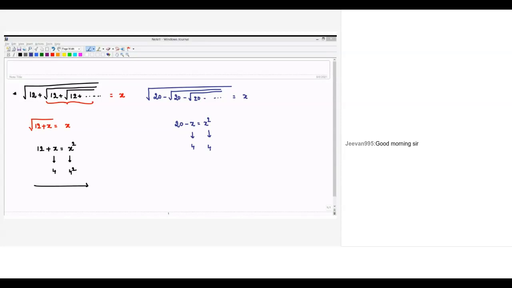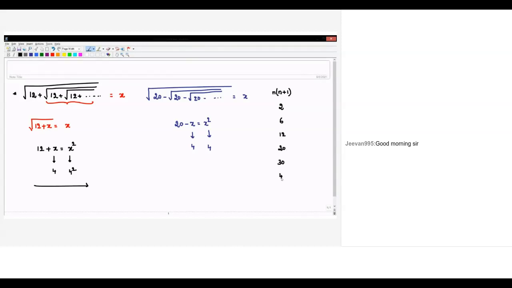For every number, you won't get it. You'll only get it for a few numbers. And what are those numbers? Those numbers will be in the form of n into n plus 1. If any numbers are in the form of n into n plus 1: 1 into 1 plus 1, 2 into 2 plus 1, 2 3 is a 6, 3 4 is a 12, 4 5 is a 20, 30, 42. It goes on like this.